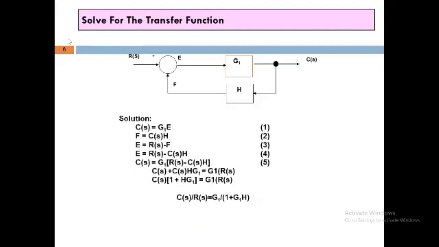See this diagram. In this diagram, some points are to be labeled, that is R(S), C(S), then some blocks are given, that is G1, H, and some points are given at this summing point, that is E and F, with some negative and positive symbols.